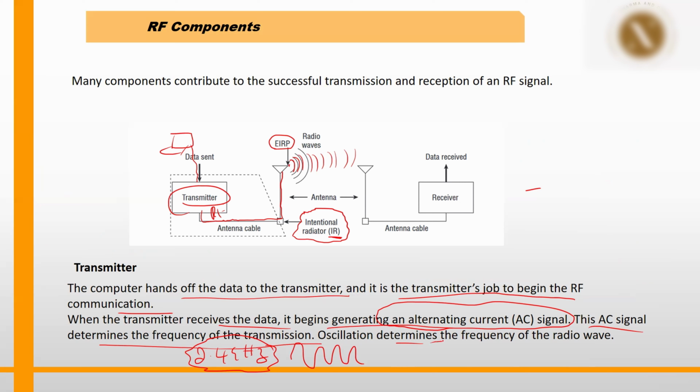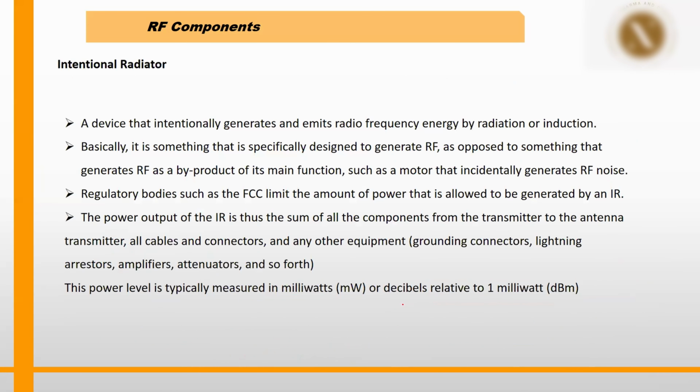Oscillations determine the frequency of the radio waves: how many oscillations, cycles per second. Intentional radiator: a device that intentionally generates and emits radio frequency energy by radiation or induction. It is something that is specifically designed to generate RF, as opposed to something that generates RF as a byproduct of its main function, such as a motor that incidentally generates RF noise. So you have a motor somewhere near you, and it incidentally generates RF noise, right? So that's also an RF signal. That's a byproduct of some function.